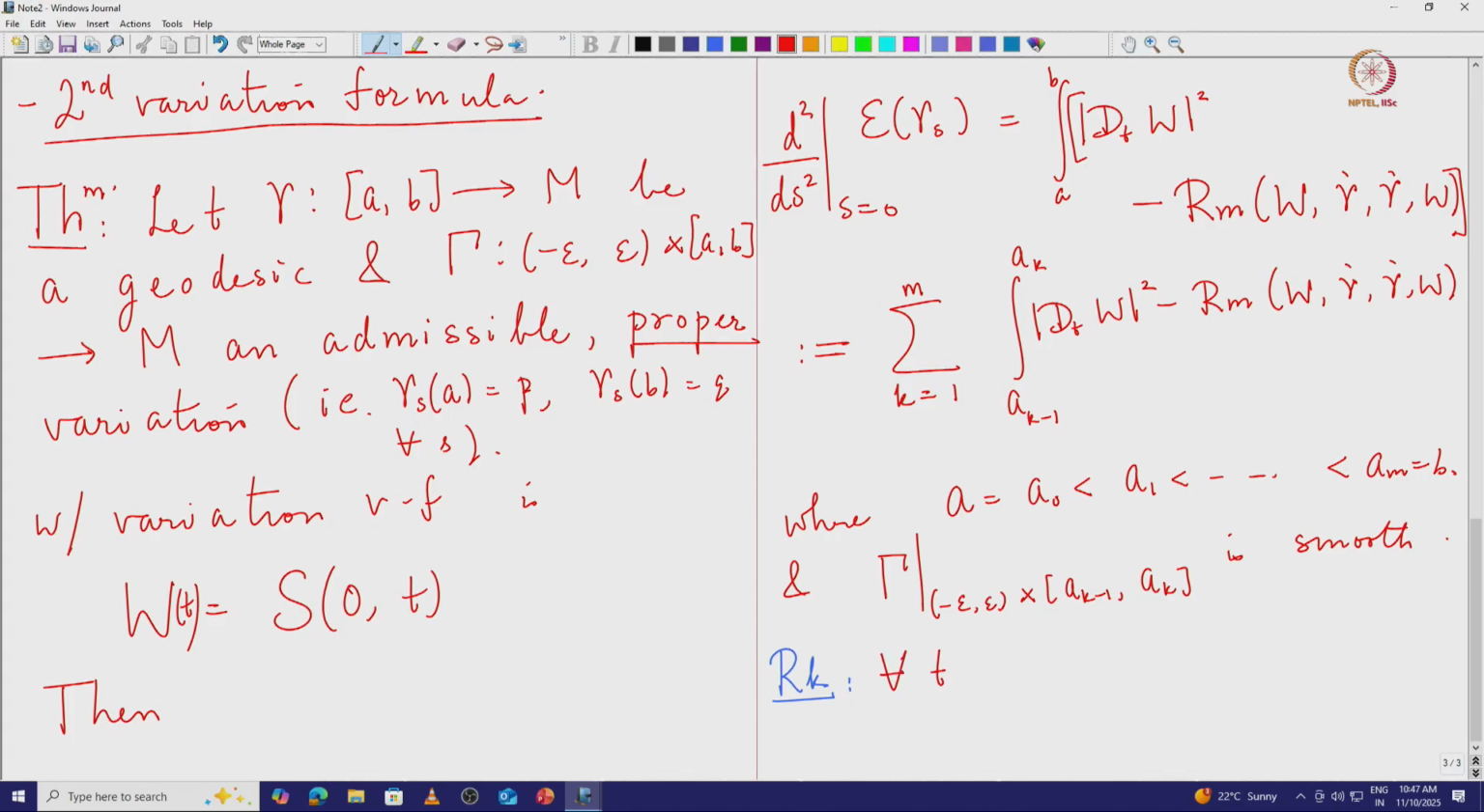So let me make a quick remark which will be again useful in the proof. For all t in this interval, this is actually smooth in s. So if you fix a time t and let s vary between minus epsilon to epsilon, this is actually smooth. Even in the first variation formula this was used, but it will also be useful in the second variation formula. Okay, so let us try to prove this.